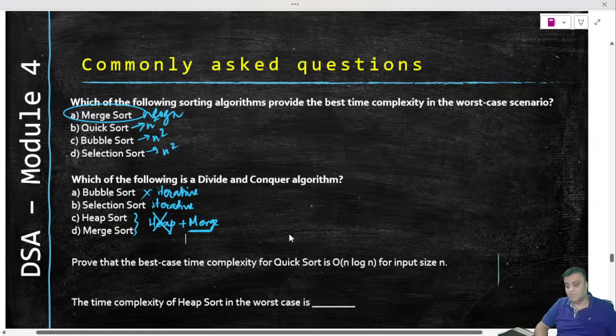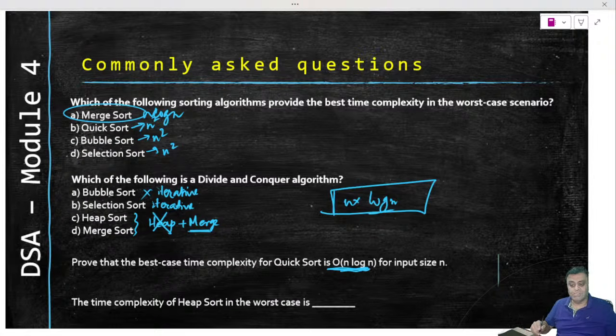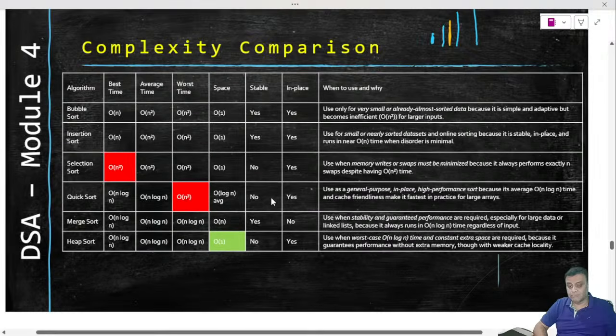Prove that the best case time complexity for quick sort, we have already done. Quick sort we have proven that it is n log n. We had taken in quick sort the divisions, and then we said that if it divides in the middle, then we will have log n levels, and at each level we are doing n amount of work. So n log n is the answer. We have proven that. The time complexity of heap sort in the worst case scenario is also n log n, right? At each layer of complexity, the worst case time complexity of heap sort is n log n.